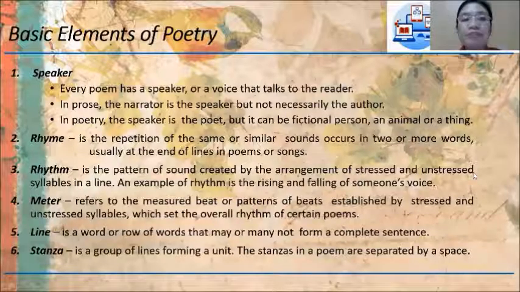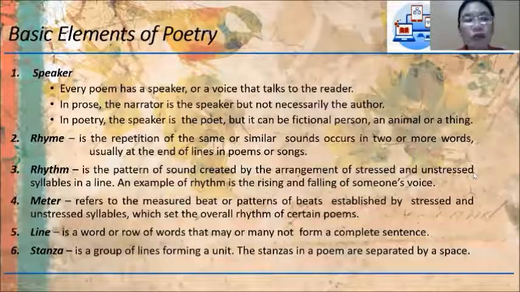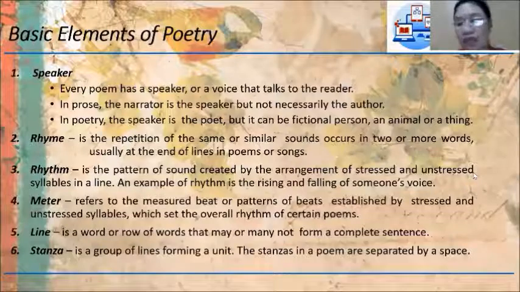Now, poetry has rhyme. What is a rhyme? It is the repetition of the same or similar sounds occurring in two or more words, usually at the end of lines in poems or songs. Okay, so rhyme in a poem are the sounds of words at the end of the line, which should be in rhyme or the same or similar to each other. Okay, should be in rhyme.